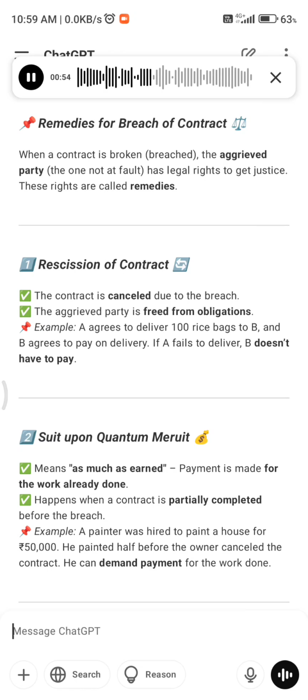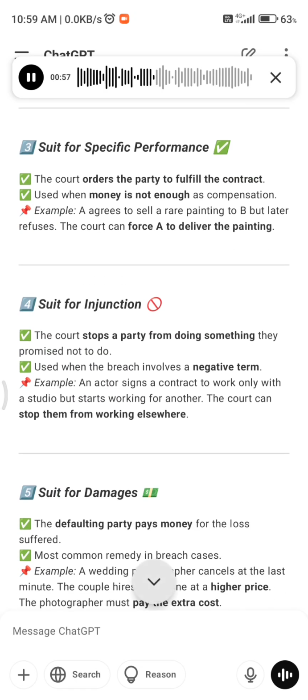3. Suit for specific performance. The court orders the party to fulfill the contract, used when money is not enough as compensation. Example, A agrees to sell a rare painting to B but later refuses. The court can force A to deliver the painting. 4. Suit for injunction. The court stops a party from doing something they promised not to do. Used when the breach involves a negative term. Example, an actor signs a contract to work only with a studio, but starts working for another. The court can stop them from working elsewhere.